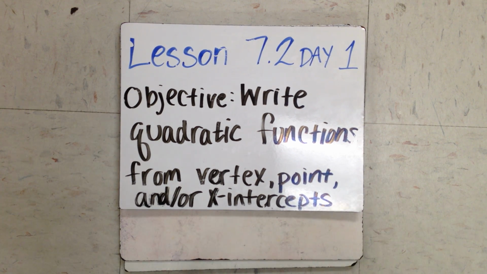All right, today we are looking at lesson 7.2, day 1. This lesson is found in the purple textbook. Our objective today is to write quadratic functions when we're given a vertex and a point, or when we're given the x-intercepts and then a point. So we'll be looking at two different methods in how to write quadratic functions. So let's take a look at our first problem.